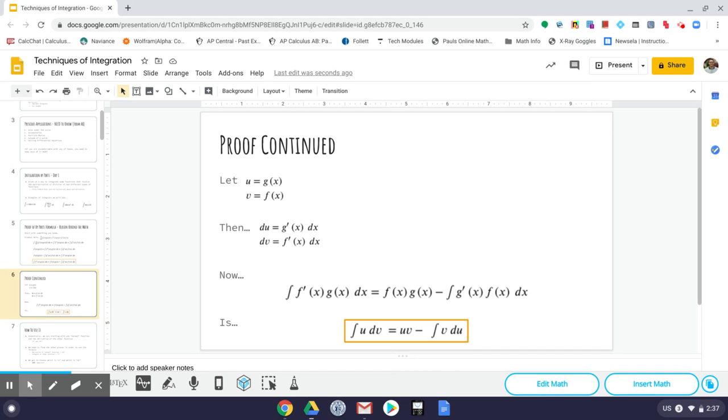This orange box, that's what you absolutely 100% need to know. This is a big part. That is the integration by parts formula. That's the definite need to know. Let's jump into how the heck do I even use this thing?